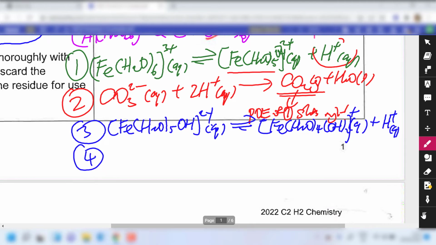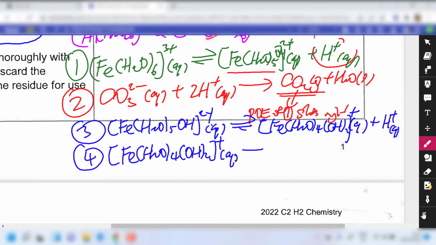Finally, of course, if we really add in enough carbonates, the position of equilibrium of 3 will be pushed to the right, and then the unipositively charged ion species will continue to undergo hydrolysis. Then it will lead to the formation of this neutral species, what we know as iron 3 hydroxide. So this is neutral.